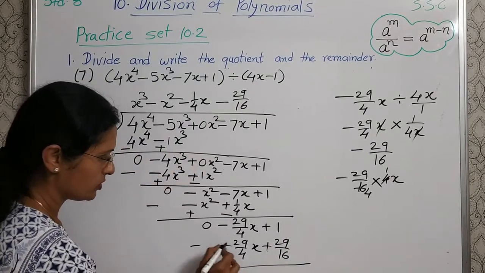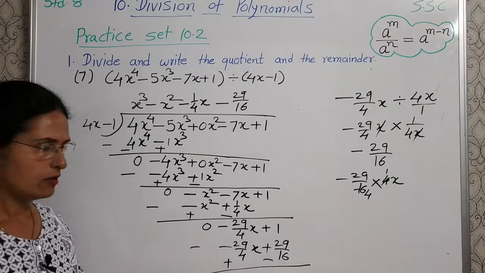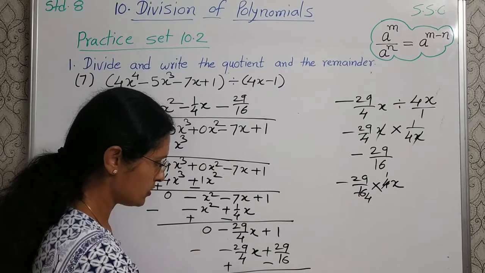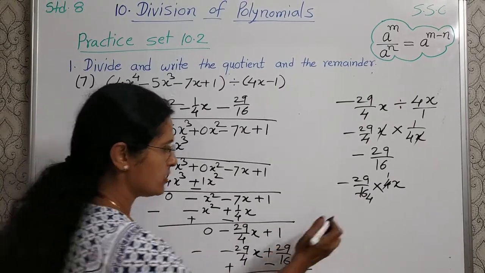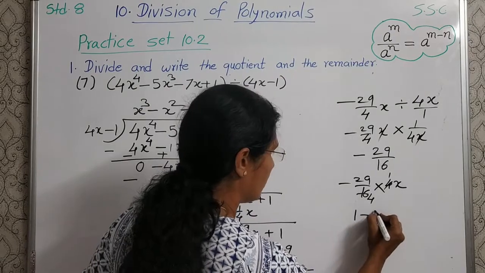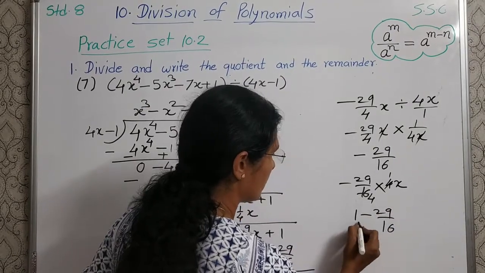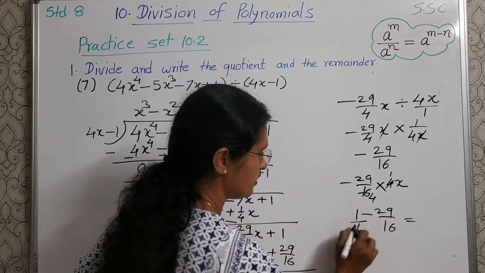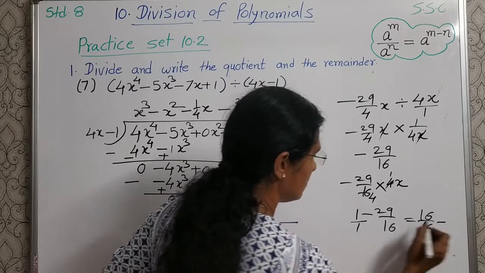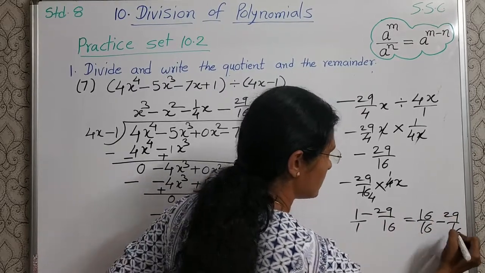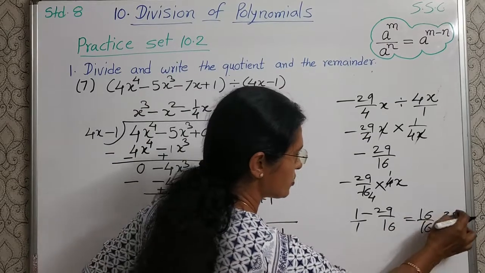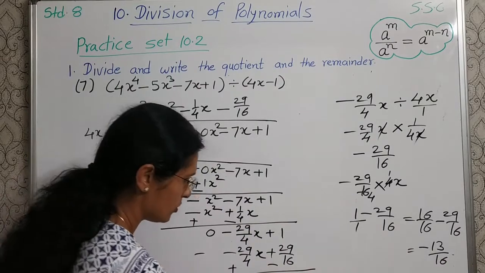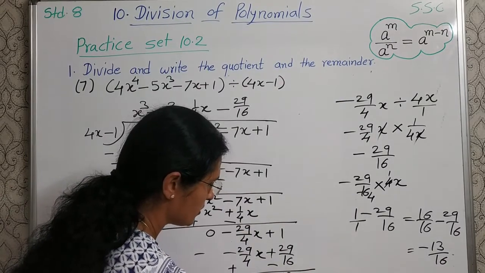And now subtract. Change the sign, here plus, here minus. Now minus 29 by 4x plus 29 by 4x is 0. Plus 1 and minus 29 by 16. So 1 minus 29 by 16. Here the denominator is 1. LCM is 16, so multiply here by 16. 16 by 16 minus 29 by 16. Now subtract. 16 minus 29 is minus 13 by 16. So here minus 13 by 16.